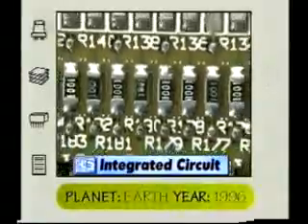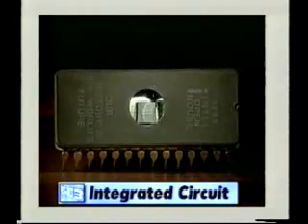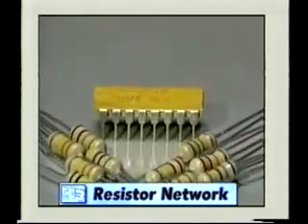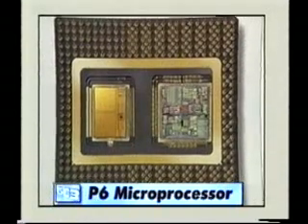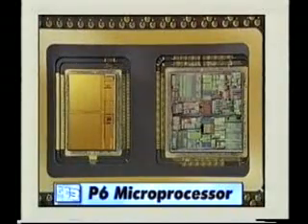Integrated circuits are like packages of components which have been assembled or integrated together on a single piece of silicon. ICs might have groups of transistors, diodes, resistors, or capacitors, and range from very simple, like this resistor network, to the very complex, like this state-of-the-art microprocessor, which combines over 4 million components on a piece of silicon no larger than your fingernail.